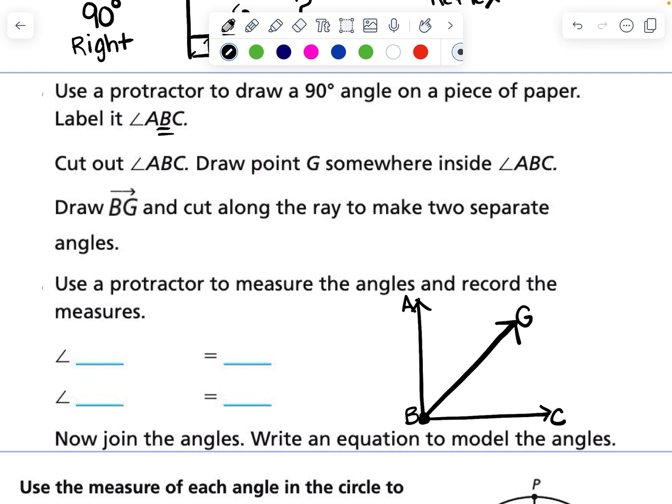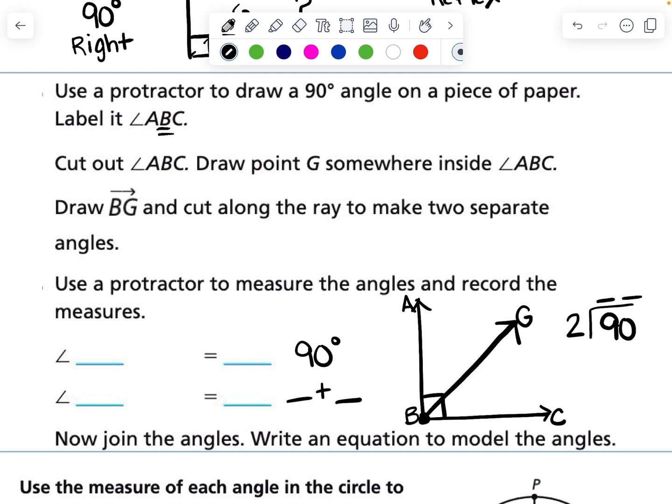If we were to measure using a protractor and find the angles to record them, I know that the entire angle is 90 degrees. If I take a 90-degree angle and I think about two perfect angles exactly the same, what are their measurements going to be? Well, let's take that 90-degree angle and divide it in half.